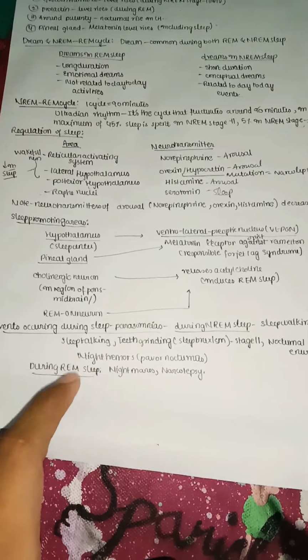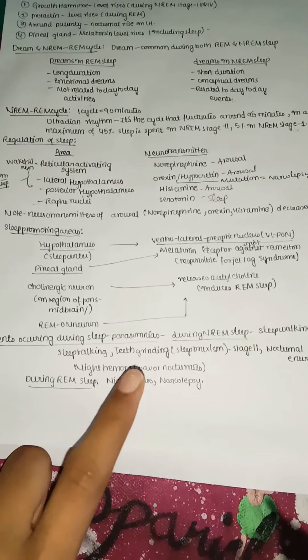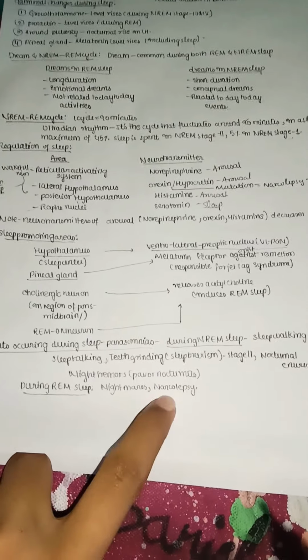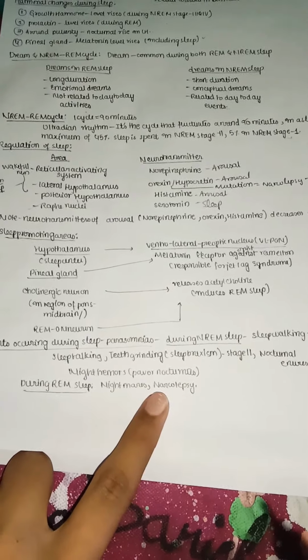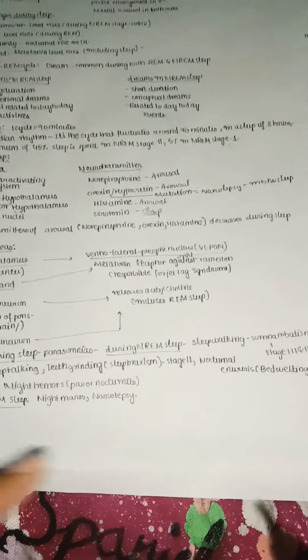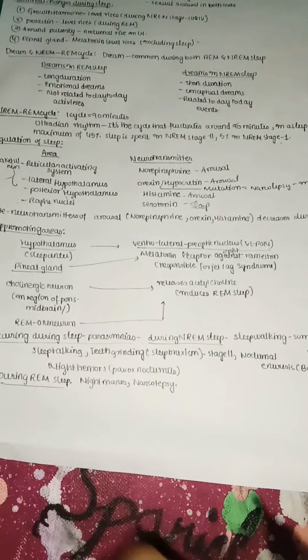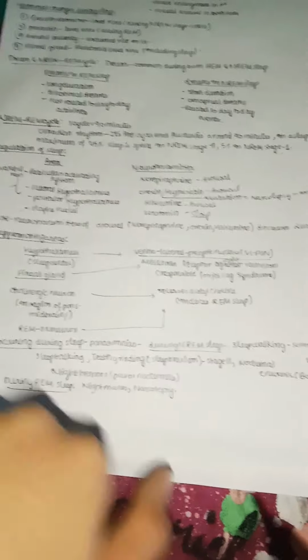Coming to the REM sleep. During REM sleep, people have nightmares and also narcolepsy. We already discussed narcolepsy due to the mutation of orexin. So orexin mutation will lead to narcolepsy, where people will fall asleep in between and will have morning drowsiness. That is narcolepsy, seen during REM sleep. So this is all about sleep and our EEG physiology.